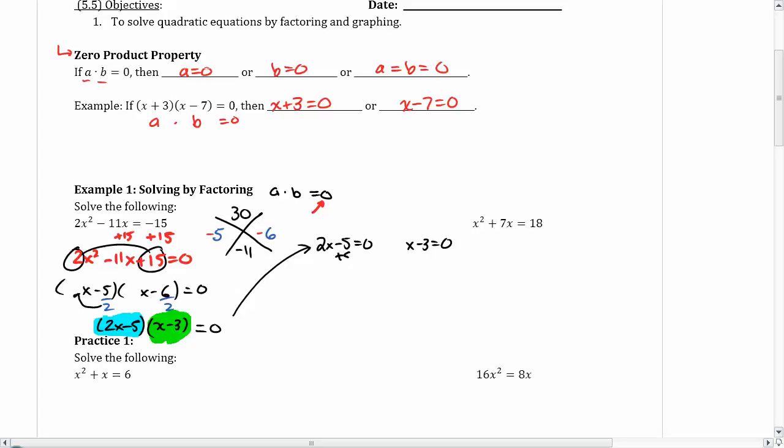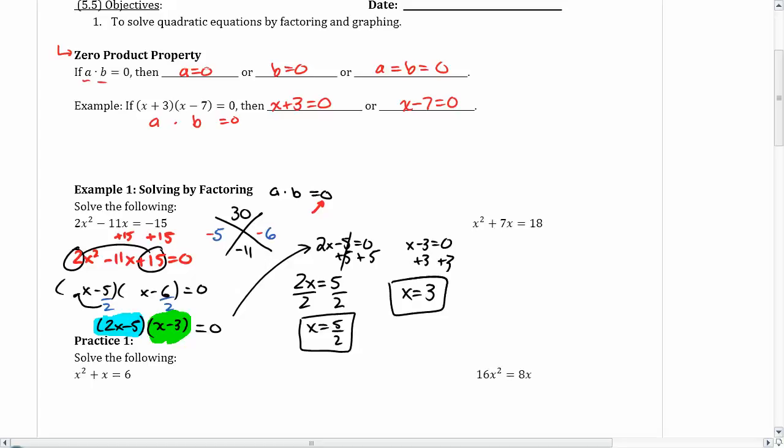So the first equation, we could add 5 to both sides. The left side cancels, so we get 2x equals 5. Divide by 2, and then x equals 5 over 2. Reduce that fraction if you can, or switch it to a decimal, but fractions are usually better for answers. For this one here, add 3 to both sides, and x equals 3.